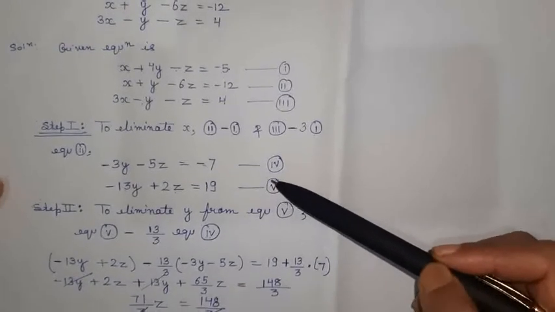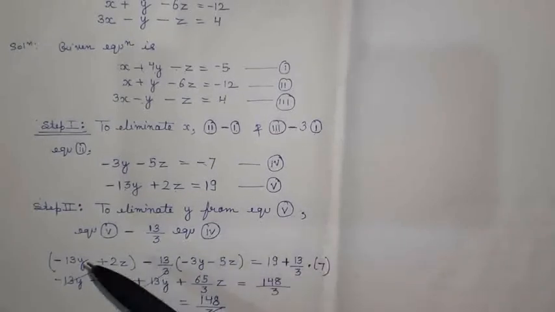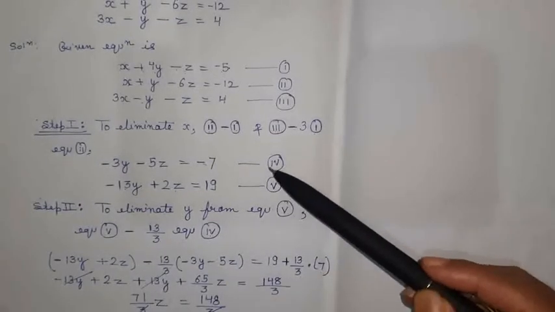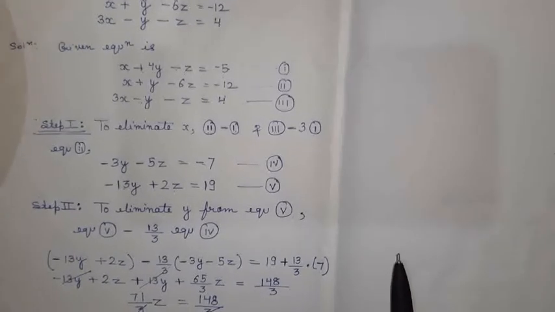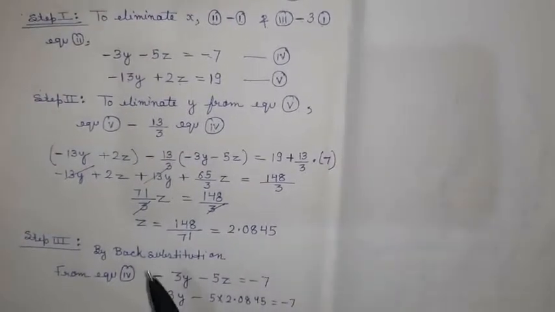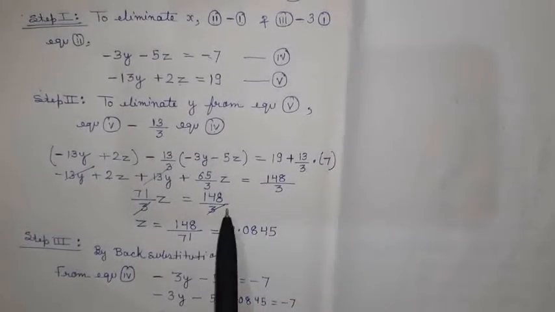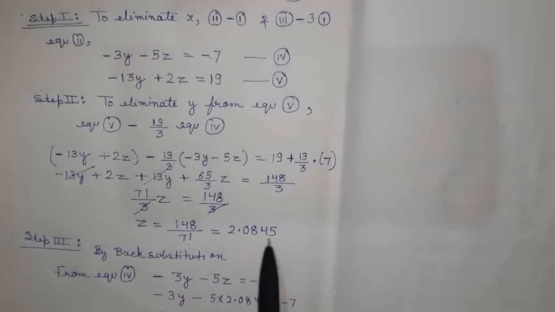Now our next step is to eliminate y from equation 5. For this also we have done the same. Equation 5 is subtracted from 13 by 3 times equation 4. I have shown you how I have done the calculation. After that calculation, we have got 71 by 3 z equal to 148 by 3. After calculating this, we have got the value of z.